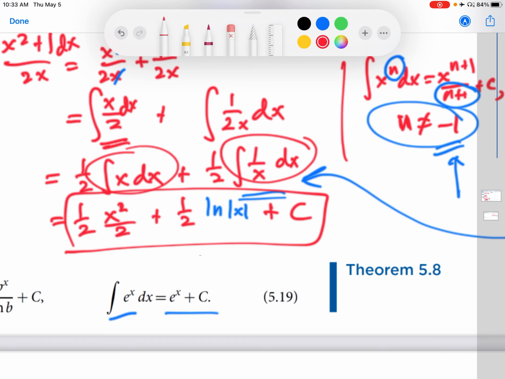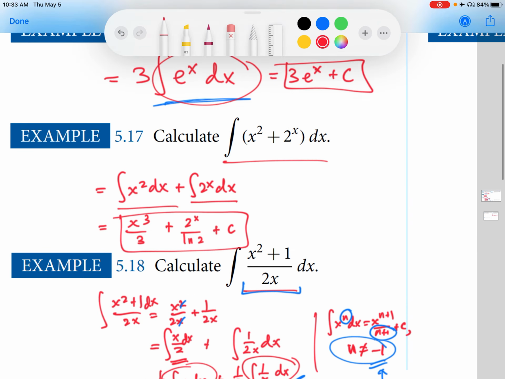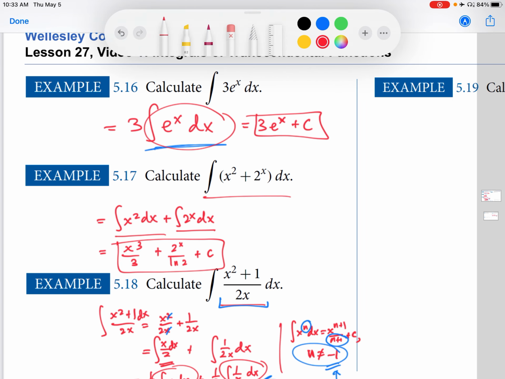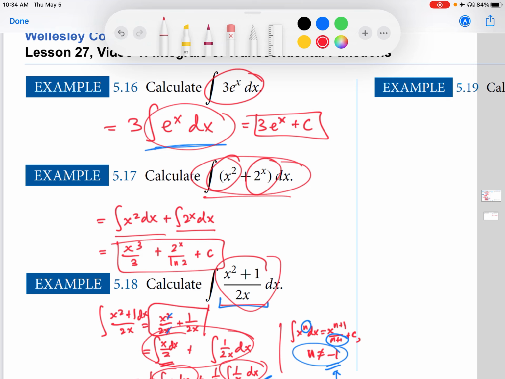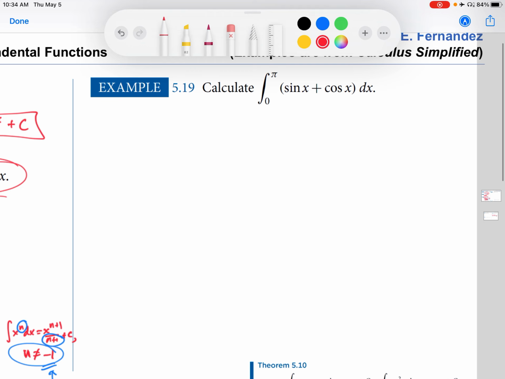Okay, so that is it for those first 3 examples. And you can see again that by design, these were meant to increase subtly in difficulty. This one was just straight up e to the x times 3. Here we were adding 2 and then using different integration rules for each of these. And then here there was a little simplification step using algebra to divide these out first and then split them up. So let's look at 5.19.